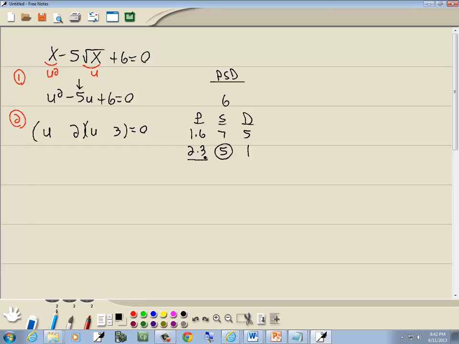Our larger number in the P column that we're using, which is 3, is always going to be the same sign as the middle term, which was negative. Now, the number we circled in the S column, S for same sign, so if the 3 is negative, then the 2 will be negative.